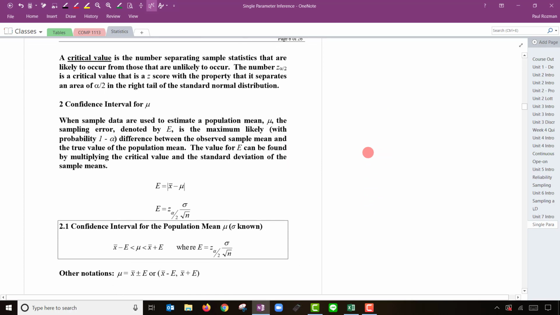I won't ask you to, on a test, give me the definition of a critical value, but here it is, sort of basically what I just said.